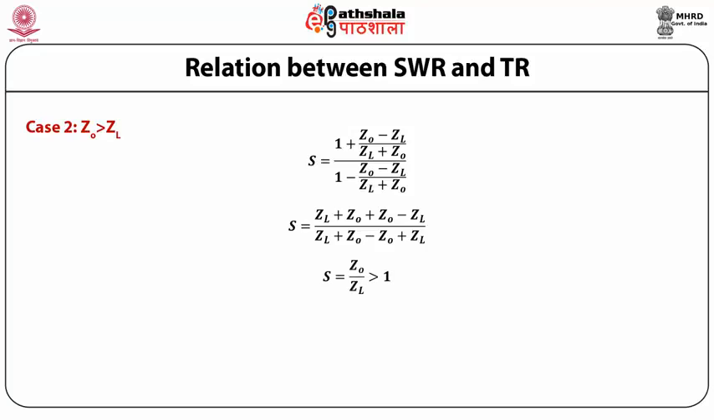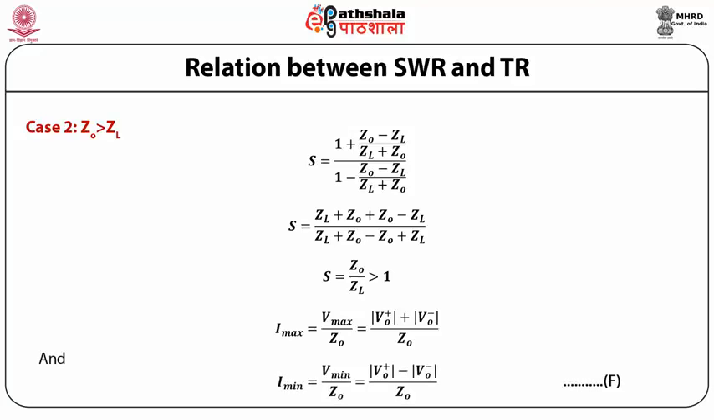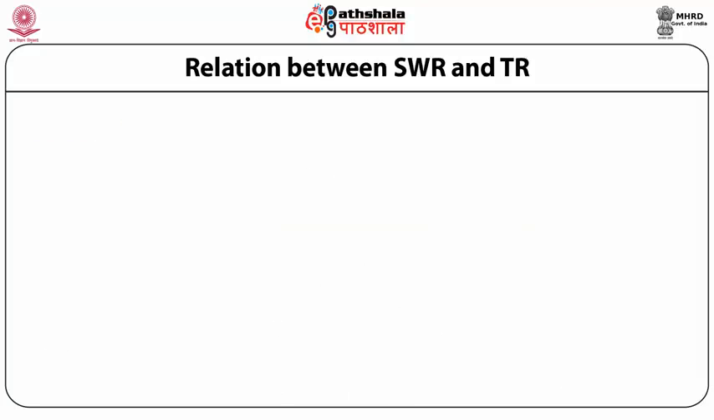So your S is equal to Z0 by ZL, greater than 1. And your Imax is equal to Vmax by Z0, equal to V0 plus V0 minus divided by Z0. And Imin is Vmin by Z0, equal to V0 plus minus V0 minus divided by Z0.